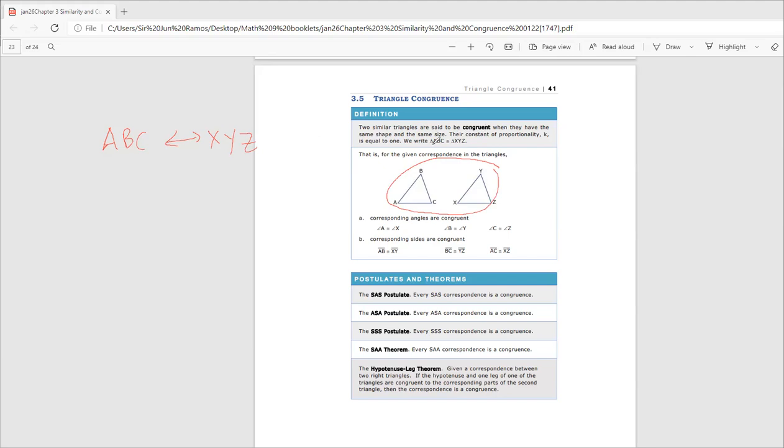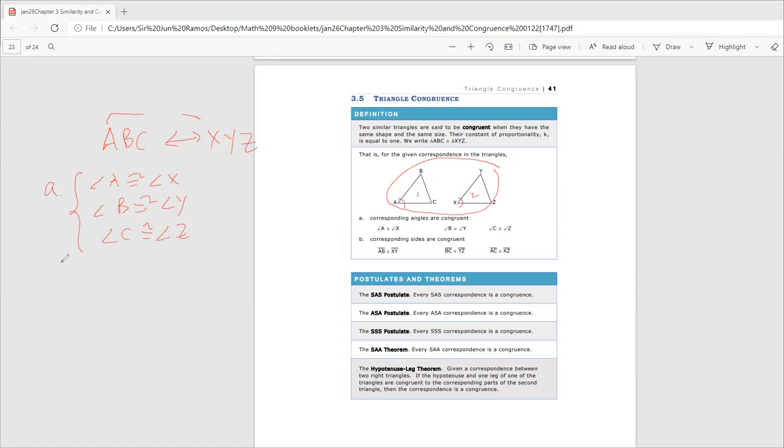two congruent triangles, if triangle 1 is congruent to triangle 2, then each pair of corresponding angles should be congruent. So here, these are corresponding angles. So we are saying that angle A should be congruent to angle X, angle B should be congruent to angle Y, and angle C should be congruent to angle Z. Okay, so this is the first requirement. This is the same requirement as when we said triangle 1 is similar to triangle 2.